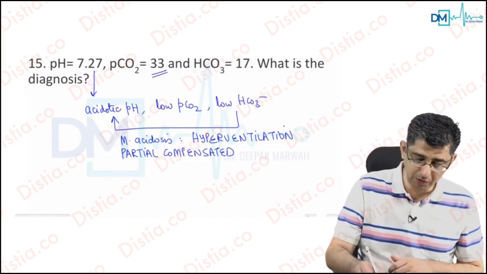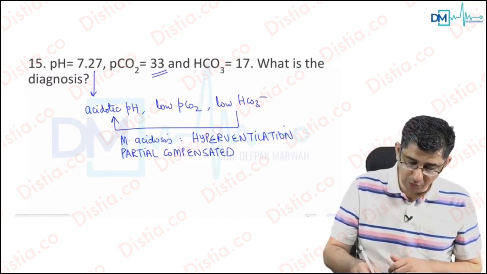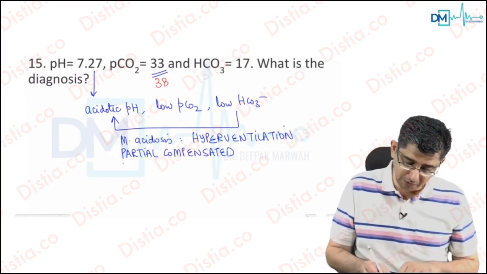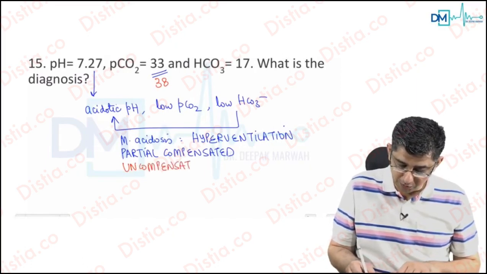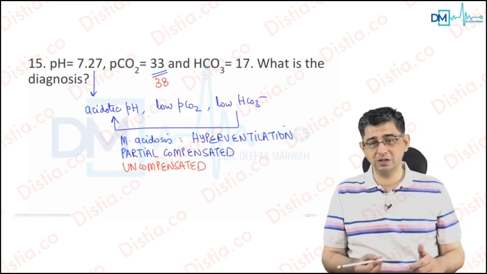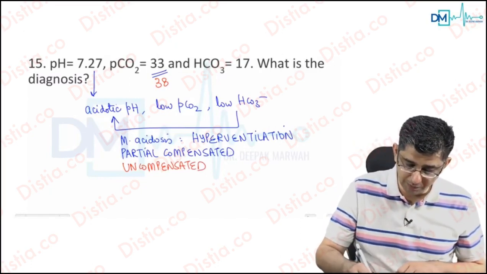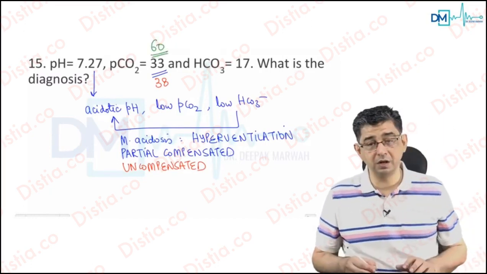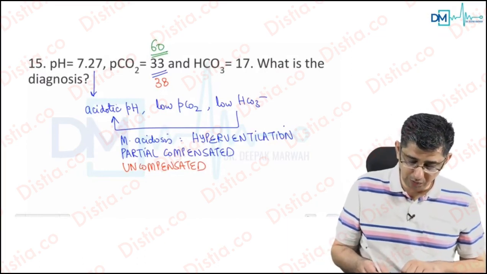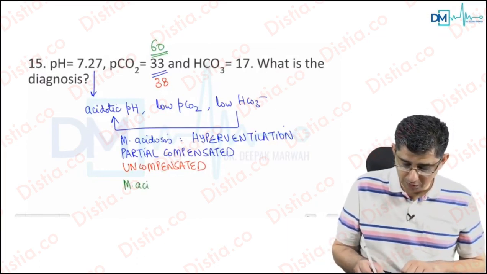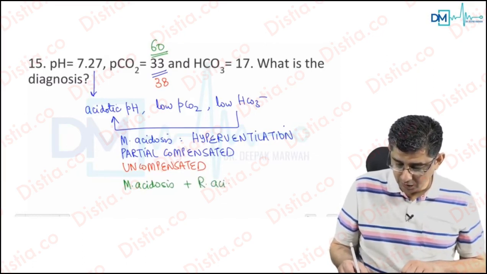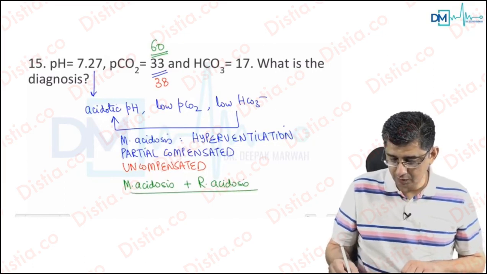If in this question, hypothetically speaking, the value of PCO2 was given to be 38, then I would definitely not say that this is partially compensated. Then my answer would have been that this chap has uncompensated metabolic acidosis, because the hyperventilation process has not started. Suppose the value of PCO2 was 60, keeping everything else the same. Then this patient will have two things: metabolic acidosis, and along with that, respiratory acidosis. Metabolic and respiratory acidosis together will be a mixed disorder.